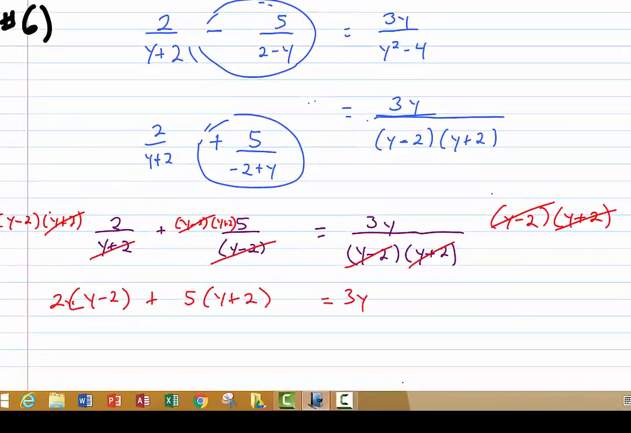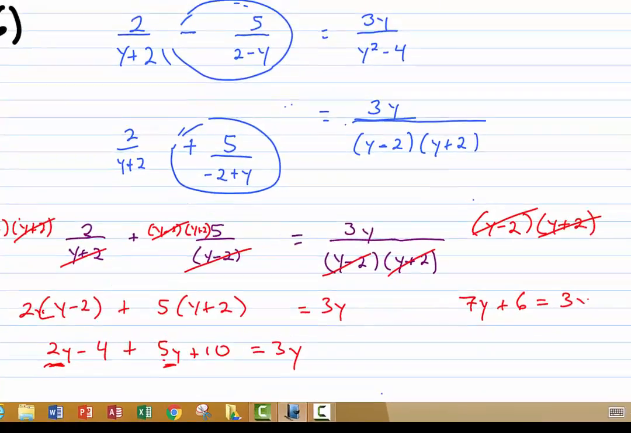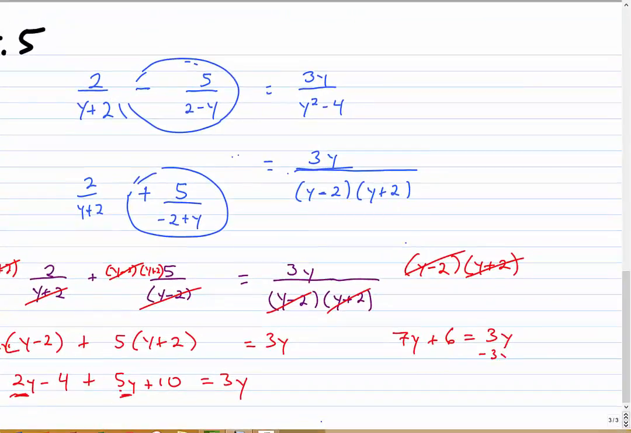So now that I've gotten rid of my fractions, now I can distribute this 2 through. That gives me 2y minus 4 plus, distribute the 5 through. That gives me 5y plus 10 equaling 3y. And now I combine like terms. I see a 2y here and a 5y there. That gives me 7y. And the minus 4 plus the 10 gives me a plus 6 equals 3y over the other side. So I'm going to subtract 3y from both sides. So that gives me 4y plus 6 equals 0.